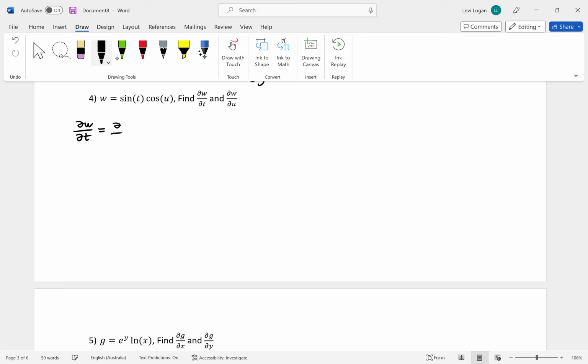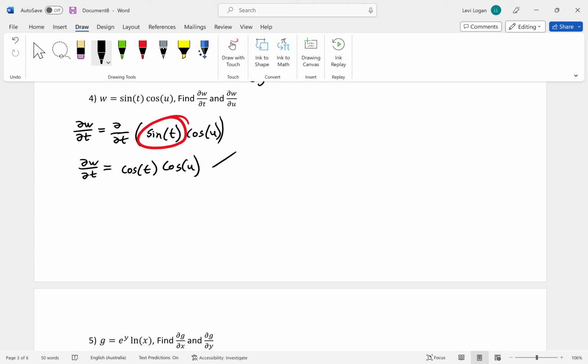Partial derivative with respect to t. I only care about the functions that have t in it, and just looking at it, there's only one I care about, this. So we're only going to differentiate that. We don't care about cos u, but cos u can stay. Now, what happens if you differentiate sine? That turns to cos, doesn't it? So this whole thing, delta w over delta t, is going to be equal to cos t cos u. Boom.